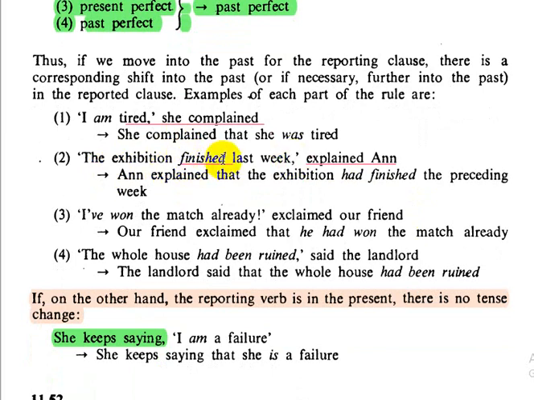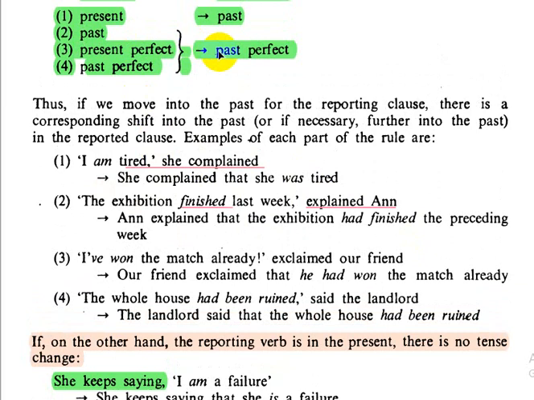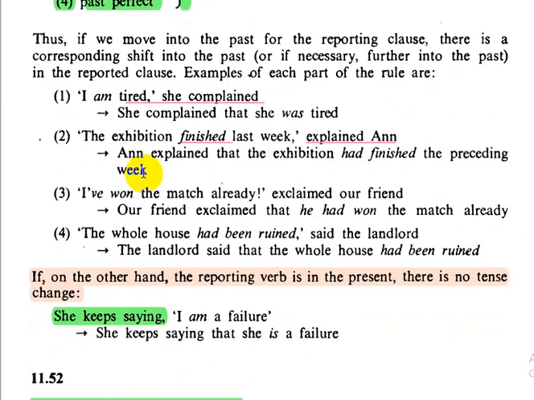The second example, "The exhibition finished last week." Here we have the sentence in the past tense. So in the past, if you remember, past into past perfect. And explained that the exhibition had finished the preceding week. So we have "had finished," and from "last week," "the preceding week." We want to make a distance.